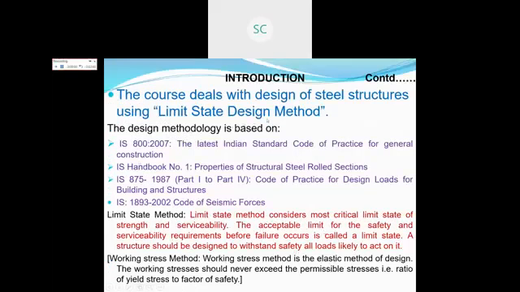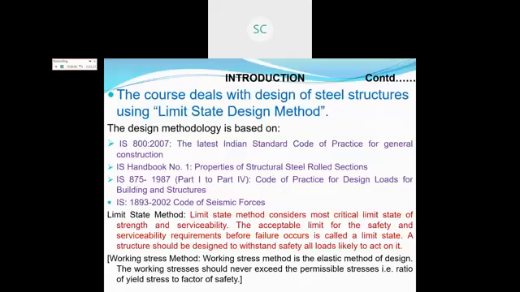So you see, you listen to me please. The course deals with design of steel structure using the limit state design method. So why do we need the limit state design method? What is the difference between limit state design and other design? So actually, in the year 2011, during the attack on the World Trade Center in America, USA, we needed to use the limit state method in India.